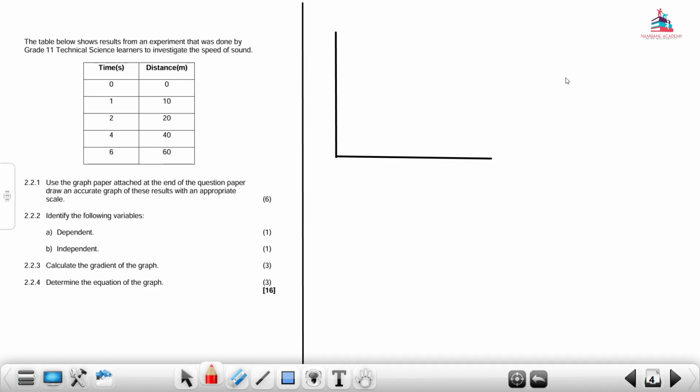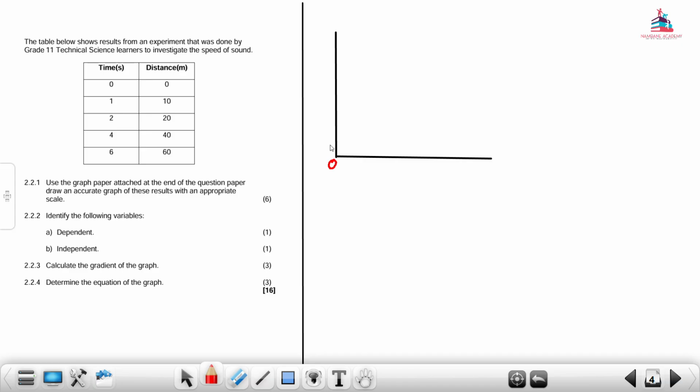Before we can even read the question, we must be able to see what type of graph. From 0 to 1, from 1 to 2, 2 to 4, 4 to 6, it's an increase. It was 0, then 10, 20, 40, 60. It's also an increase. So we agree that when time increases, distance also increases. So this is going to be our directly proportional type of graph. It says use the graph paper attached to draw an accurate graph of these results with an appropriate scale.